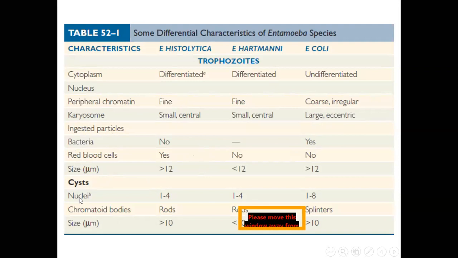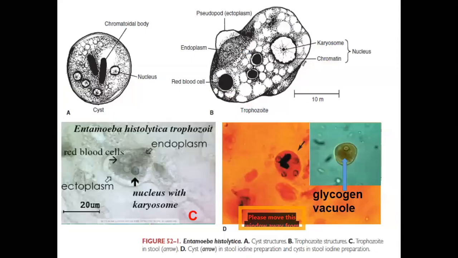The size is almost the same. Regarding the nuclei of the cyst, 1 to 4 in histolytica, 1 to 8 in E. coli. النيوكلياي تبع الإي كولاي بالسيست. The chromatoid body rods we will see as splinters, like lines. The size of the cyst is more than 10 micrometers, and here is also more than 10. We will see it and differentiate between them.